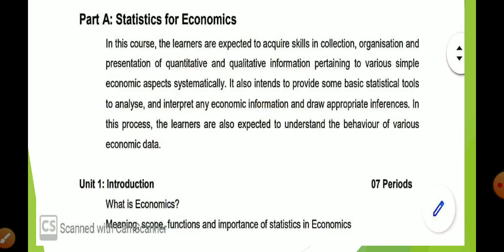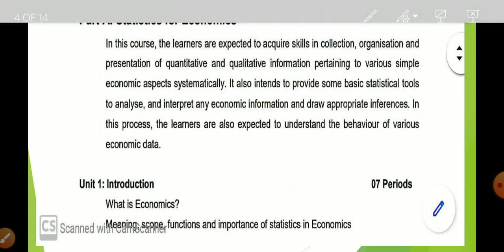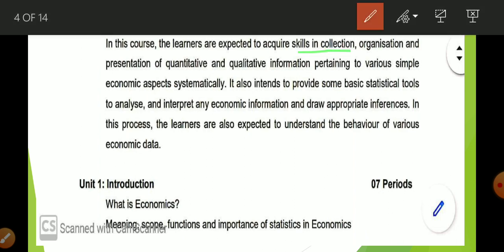When you learn this whole book, Statistics for Economics, these 9 chapters cover all these 3 units. It enables you to know how the data are collected, organized, presented, and with the help of statistical tools, how analysis and interpretation is done by the economist. So after reading this book, you are able to understand this much. This is very important.